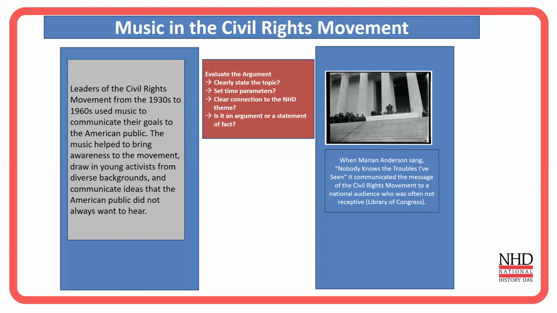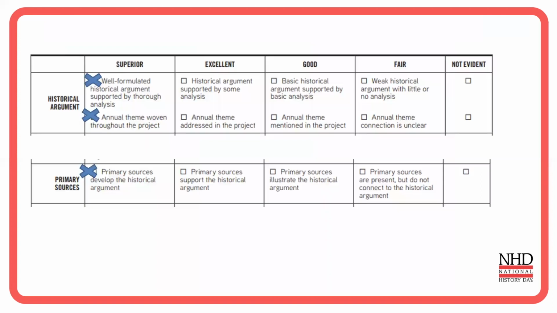Is this an argument? Yes. This is something we can disagree with. We can provide an alternate interpretation. Now let's look at how the primary source is used. When Marian Anderson sang "Nobody Knows the Troubles I've Seen," it communicated the message of the civil rights movement to a national audience who was often not receptive. Now we're making those clear connections. This is pushing into that superior column. We're talking about a well-formulated argument with thorough analysis. The theme would be woven throughout the project in different ways, not just dropping the word communication into every other sentence. And the primary sources develop the argument.